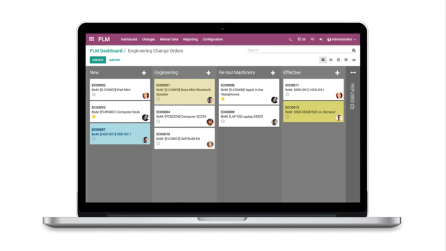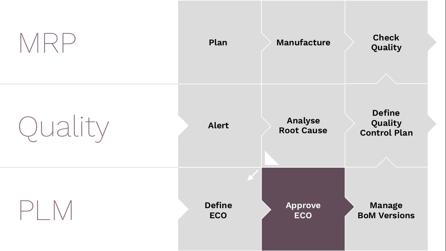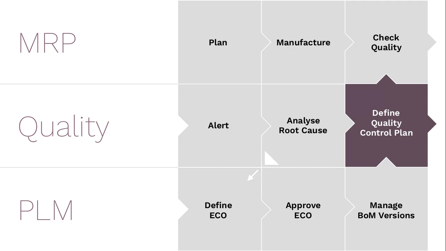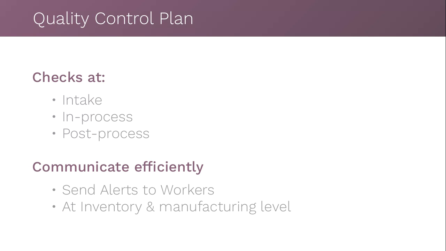Okay, so you have the PLM with versioning, engineering change orders. When you approve, we manage version, we define the plan. You have version management for the bill of materials and the routings. And I already showed you the control plan. So if something goes wrong, the quality controls will trigger quality checks at reception, delivery. I showed you for the reception, but it's the same in the work order or the delivery. You could do quality checks at intake, in process, or post process, and the whole communication about sending an alert and everything flows with the chatter or the alert system that I just showed you.